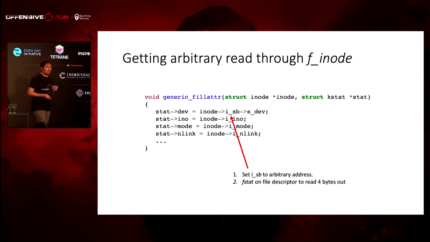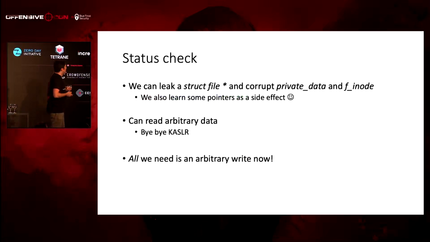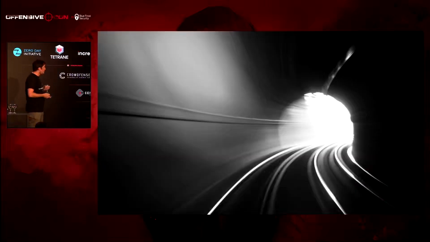And we just rinse and repeat as many times as we want, and we can read arbitrary kernel data. And since we had a pointer to start with that points into a struct file, we can also leak the kernel base, and we can just keep pulling from that and learn the whole address space. So that allows us to basically bypass KASLR completely. All we need now is an arbitrary write. So there is light at the end of the tunnel.